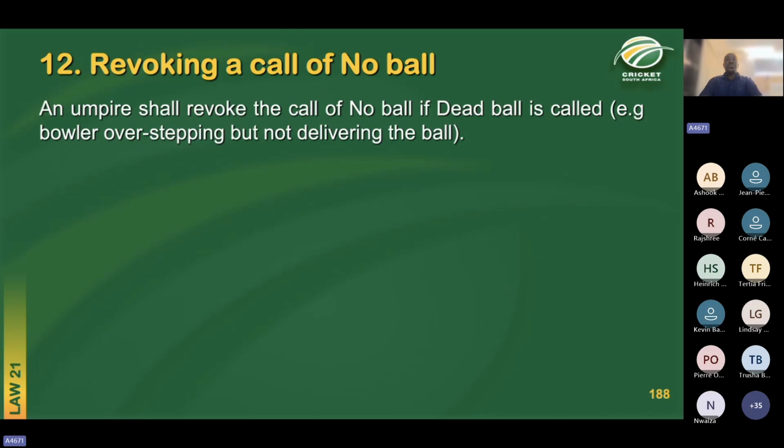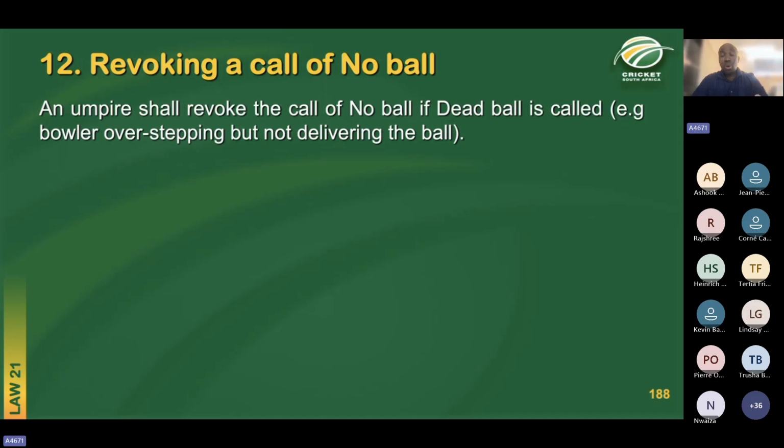An umpire shall revoke the call of no ball if dead ball is called. For example, if a bowler oversteps the popping crease, but in his or her delivery action, they don't release the ball. They do not deliver the ball. Remember, we can only call no ball if a ball is delivered. So if the ball is not delivered, as per one of the laws that Abdullah covered, we shall not call no ball. We shall call and signal dead ball.